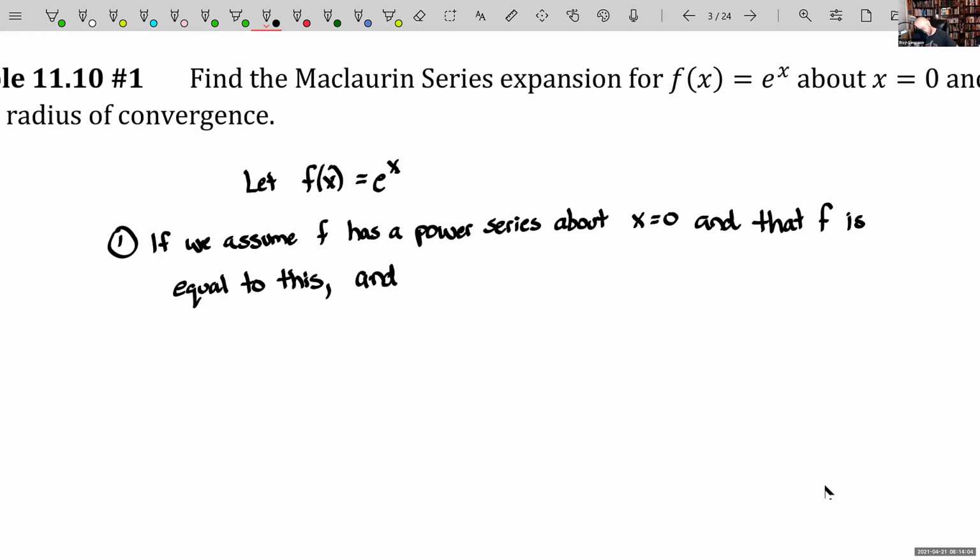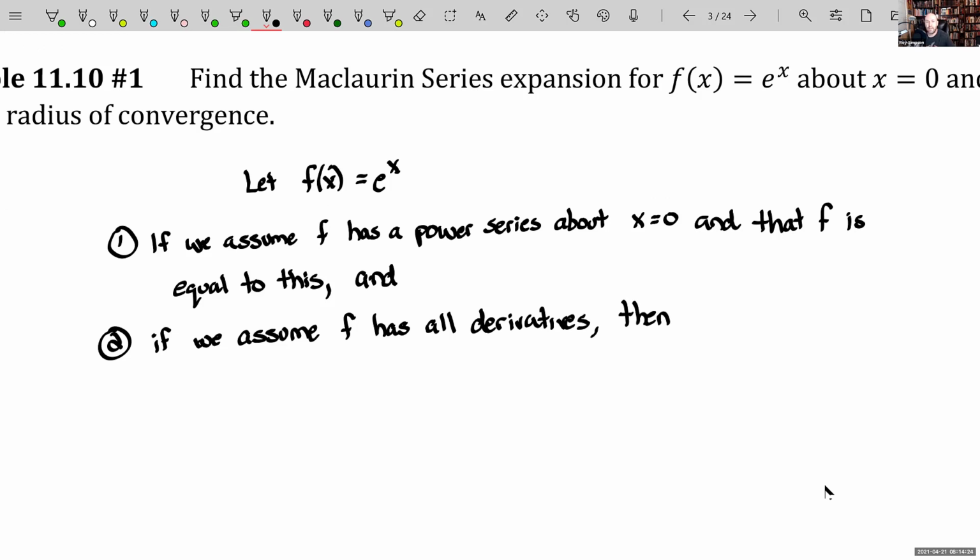and two, if we assume f has all derivatives, which it does, it's not much of an assumption there, then, so the first thing we have to assume is that f has a power series expansion about zero and that it's equal to that power series expansion. And two, f has derivatives of all orders. It's e to the x. So yes, it has derivatives of all orders.